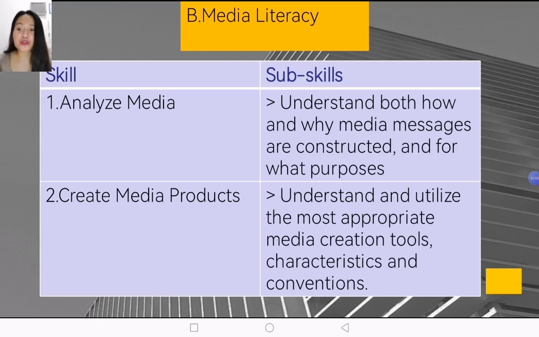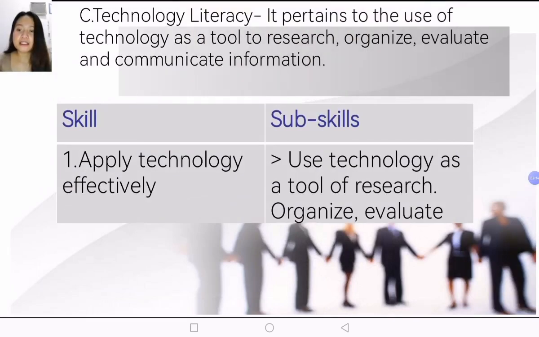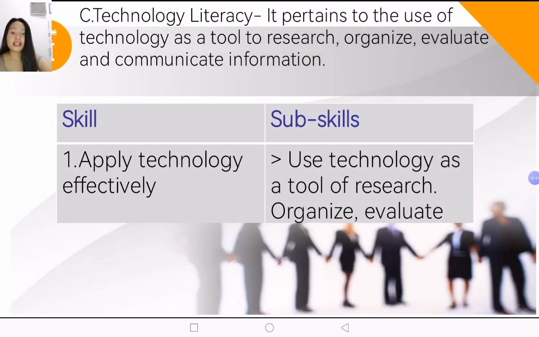If we could still remember during the pandemic, it was very useful because the use of social media or media by that time arose for the very reason that we could not go outside. So therefore, the creation of social media products has been one of our responsibilities in terms of the 21st century, especially as educators. So next we have technology literacy.